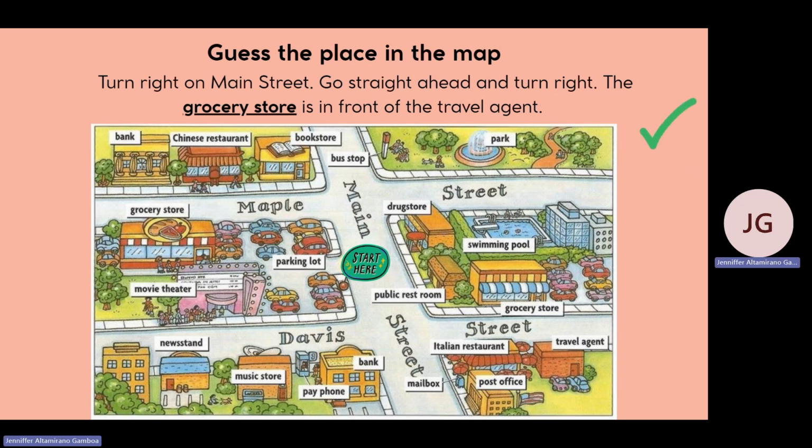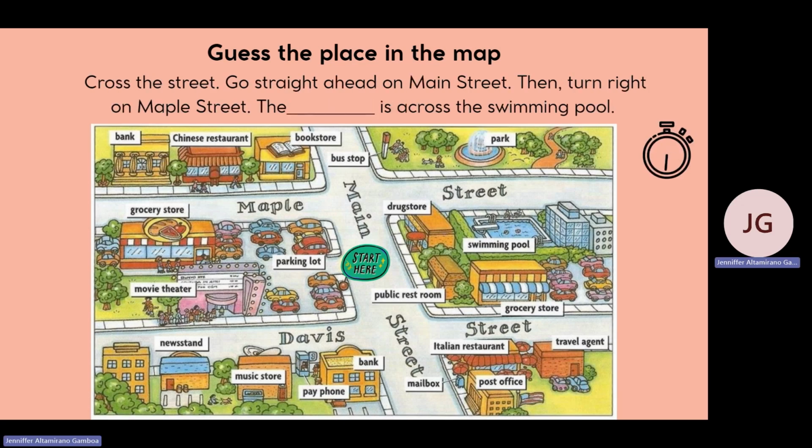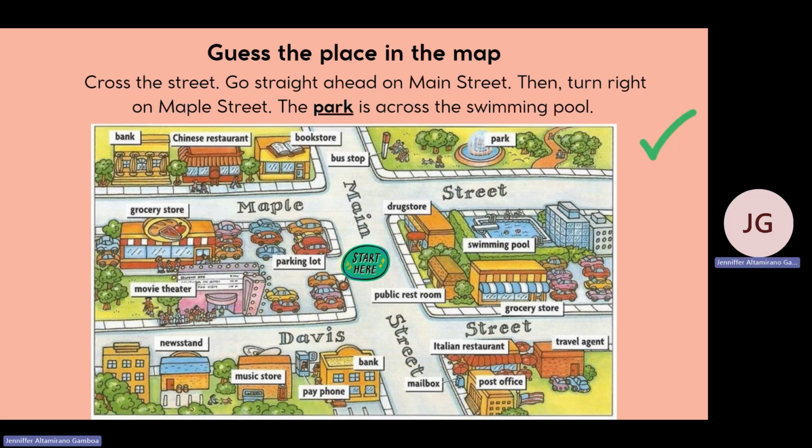Okay, let's continue with another one. Cross the street. Go straight ahead on Main Street, then turn right on Maple Street. That is across the swimming pool. And the answer is the park.